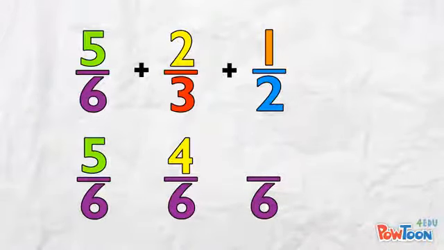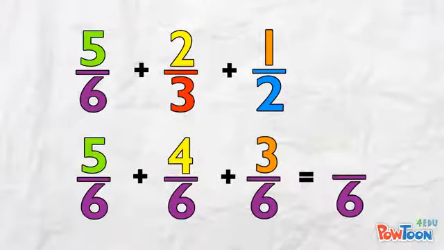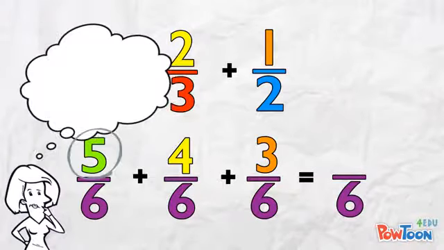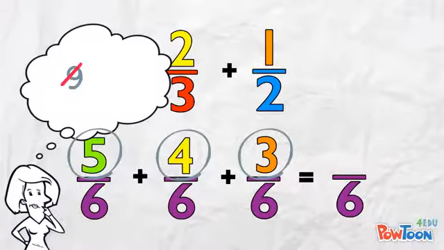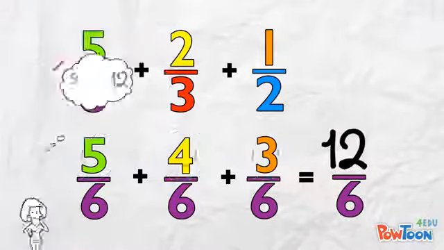For 1/2, to get a denominator of 6, I multiply the 2 by 3. So I multiply the numerator by 3. 3 over 6. I can write my answer's denominator straight away. Our final fraction will be something over 6. And now we just have to add the numerators. 5 plus 4, that's 9, plus 3, that gives us 12 over 6.